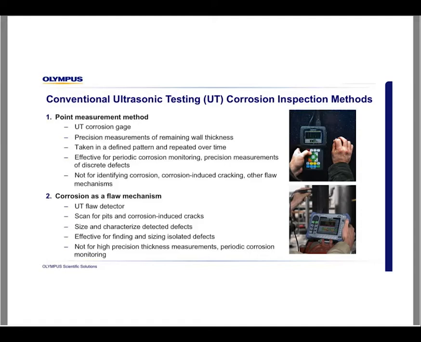And you're scanning for pits and trying to detect corrosion-induced cracks. And now with a flaw detector like the EPOCH 650, you can size and characterize detected defects, and you're better able to detect new areas of corrosion or areas of small pitting or cracking. What this method is less effective at doing is taking efficient, high-precision thickness measurements, and it's less effective for tracking or taking periodic corrosion measurements.